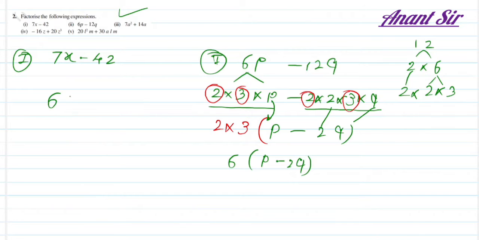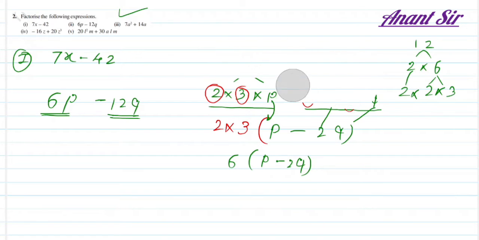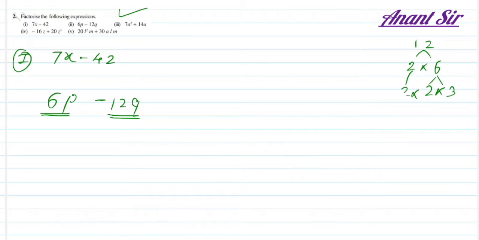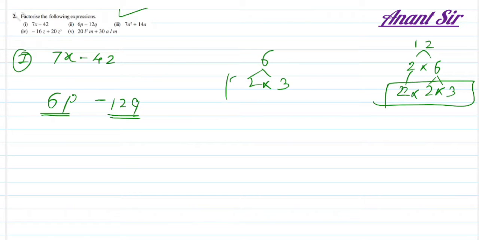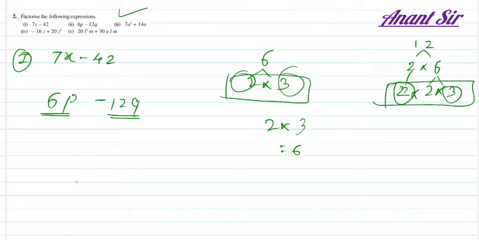What you can also do is, if you understand one thing, that in these two terms, what will be the greatest common factor? GCF, or highest common factor. Just like what we did in the first question, the factors of 6 are 2 and 3. Factors of 12 you have already written here. So what are the common factors? It is 2 in both the numbers and 3 in both the numbers. So 6, 2 times 3, 6 is the common factor.